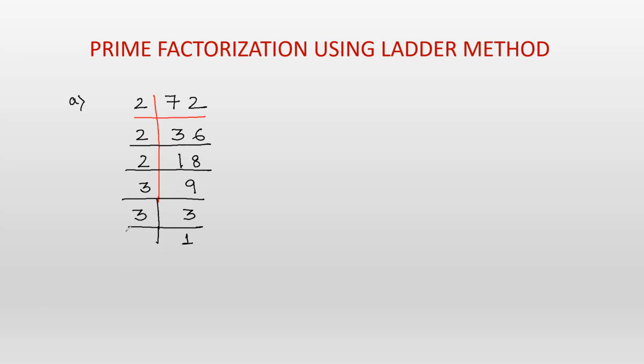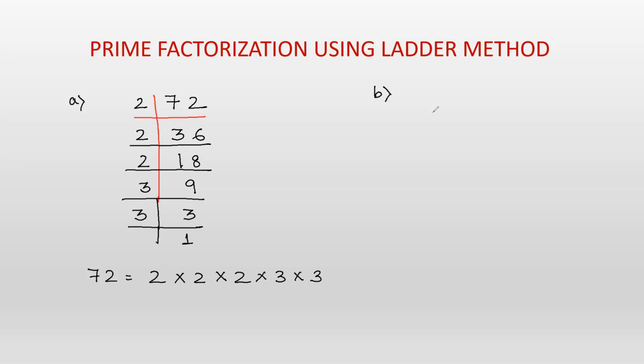So, these are the prime factors of 72. And 72 can be expressed as the product of its prime factors, which is called prime factorization. So, we will write it down like this. The prime factorization of 72 is this.